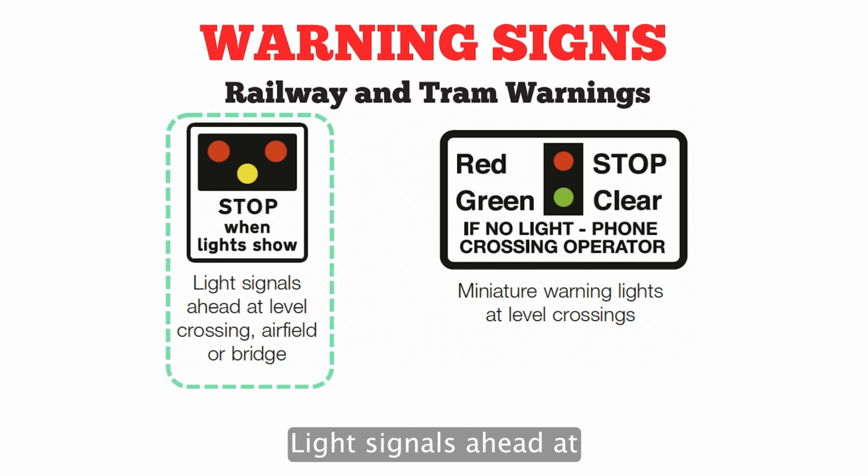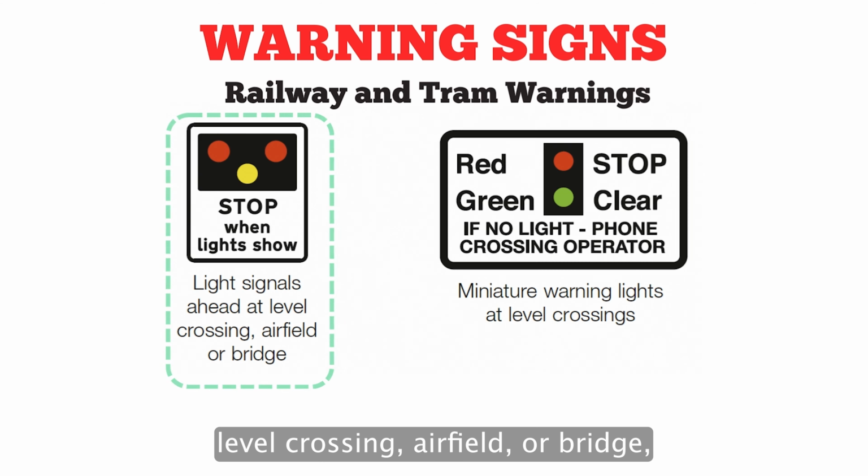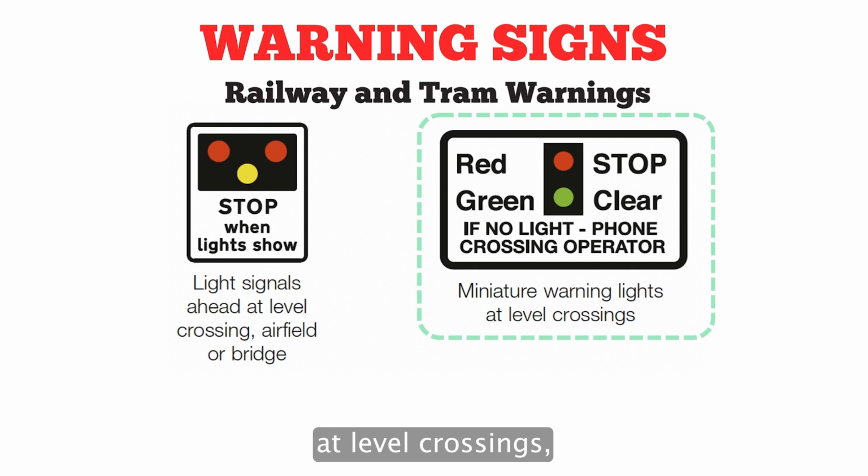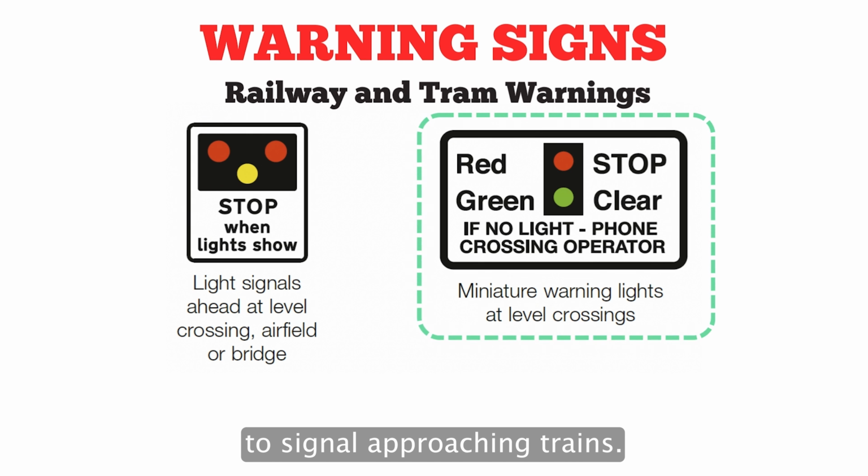Light signals ahead at level crossing, airfield, or bridge alerts drivers to upcoming traffic signals regulating crossings. Miniature warning lights at level crossings. Small warning lights used at level crossings to signal approaching trains.